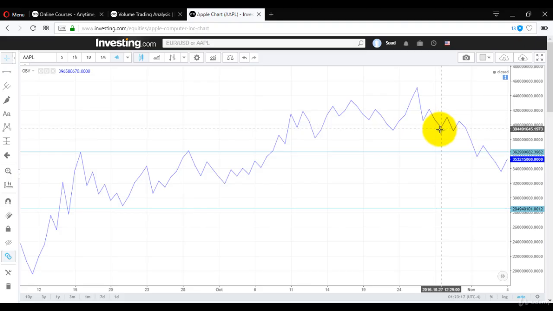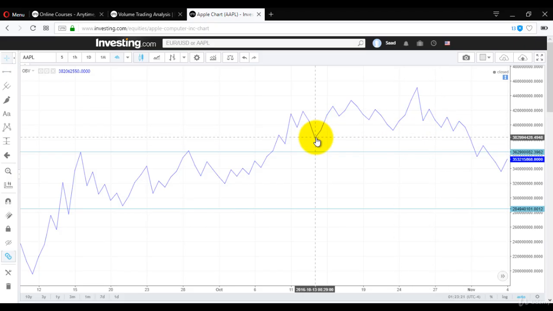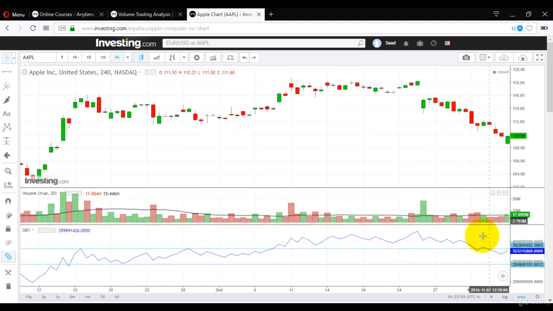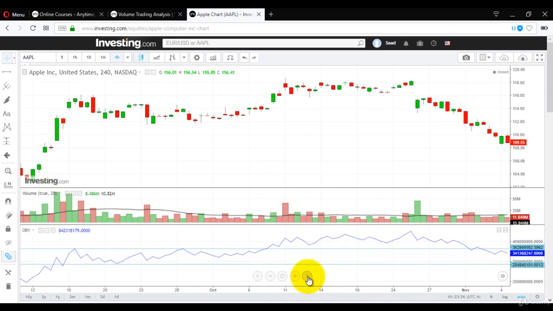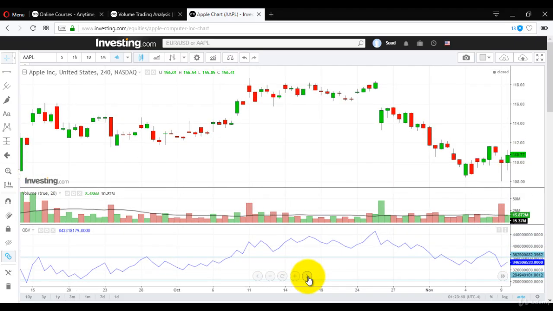Now you might be thinking what to do now. Once it broke this low, the major low, this is a selling point. This low was an important one. It broke it right here. So we could have sold it at 111.96, that is 112.